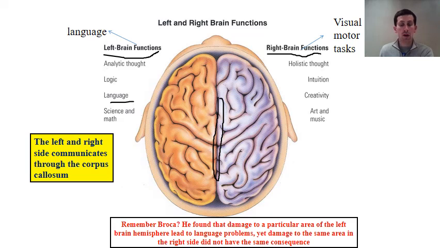If you remember Broca, he found that damage to the left side of the brain, in the Broca's area, resulted in language problems. You weren't able to speak. But damage on the right side in the same area didn't bring about those language problems. So that's the idea, that the left side is in charge of language, the right side is in charge of more creative and visual tasks.